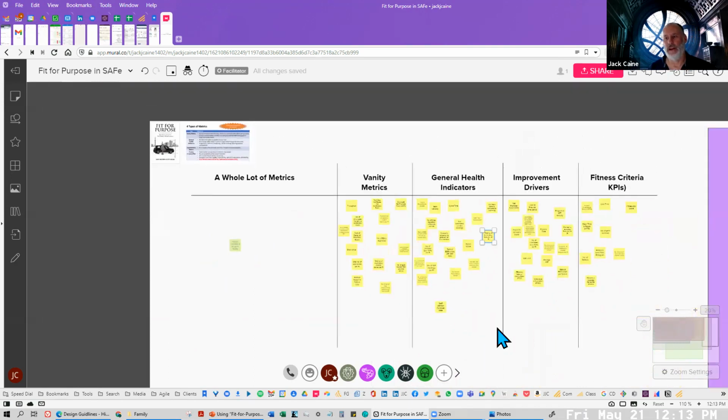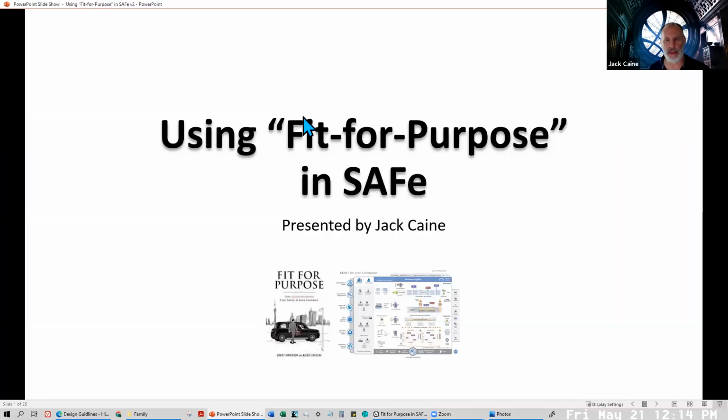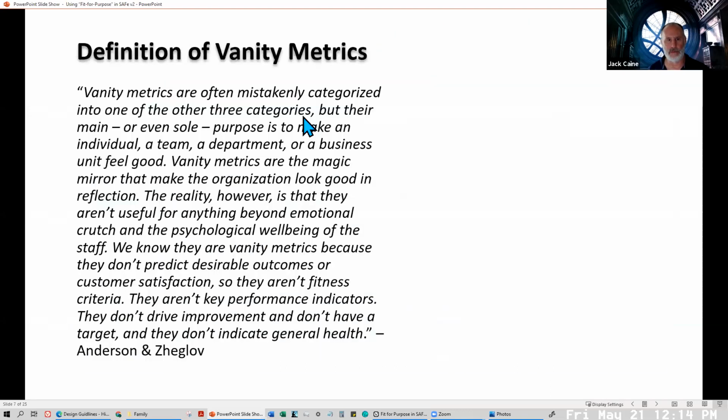So here we have categorized all this stuff, right? Now what I'm going to do is go back into the slide deck, and we're going to learn a little bit more about fit for purpose, and then come back to what we came up with.